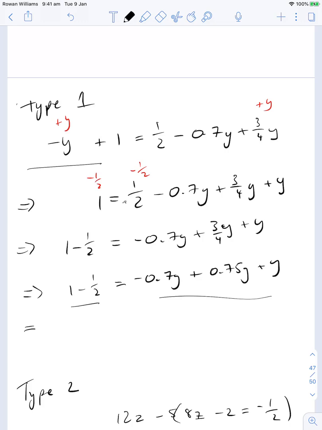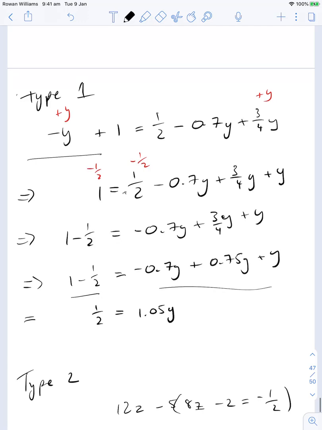So my next step will be 1 take a half equals a half equals, then I've got minus 0.7 plus 0.75, so that'll just equal 0.05 plus a whole y. So that's going to equal 1.05y. And now I've got this situation here where I might as well change that to 0.5, because I'm working in decimals at the moment, so I'll keep working in decimals.